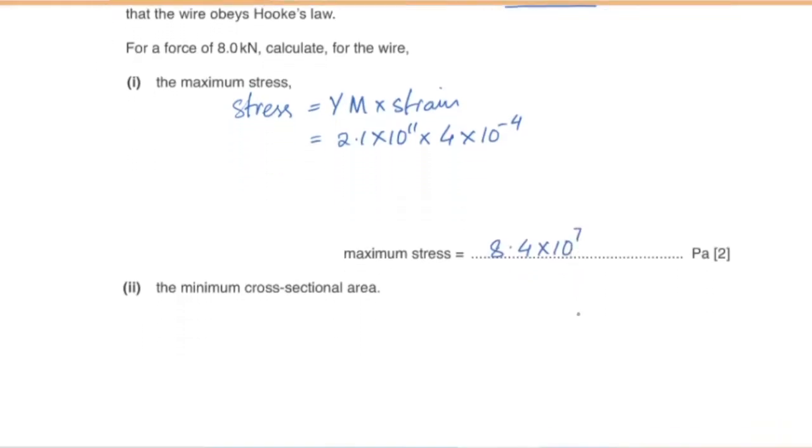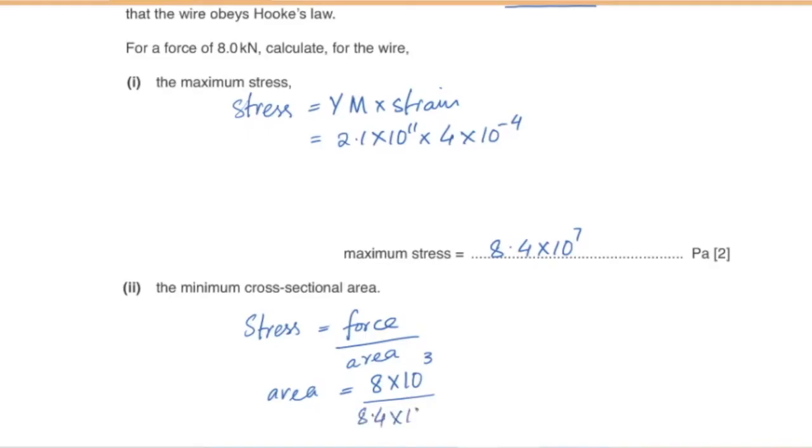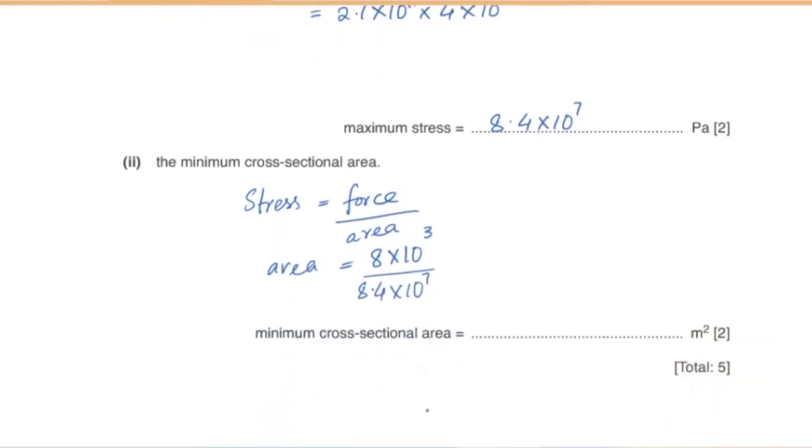Next is the minimum cross-sectional area. So stress is equal to force divided by cross-sectional area. So the minimum cross-sectional area is going to be equal to force, the maximum force that's applied, that is 8 kilonewtons, so 8 into 10 to the power of 3, divided by the maximum stress of the wire, that's 8.4 into 10 to the power of 7. Hence the minimum cross-sectional area of the wire needs to be 9.5 into 10 to the power of negative 5 meters squared.